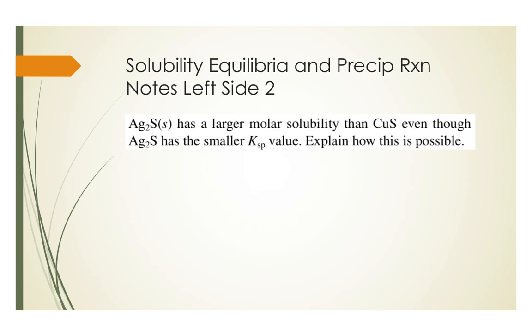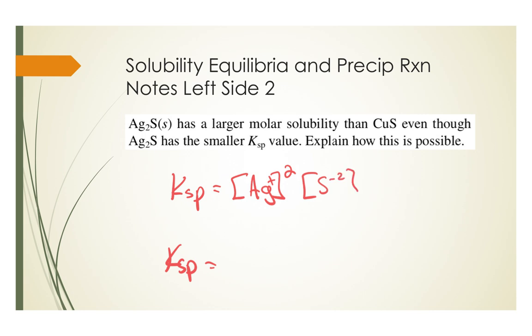Second left side: Ag2S has a larger molar solubility than CuS, even though Ag2S has the smaller KSP value. Explain how this is possible. Take a few minutes and try that one out. All right, so if we write out the KSPs for both of these, the concentration of Ag+ squared, because we're going to get 2 Ag+, times the concentration of S2-. For the other one, it's copper times the sulfide. And that's going to be there.